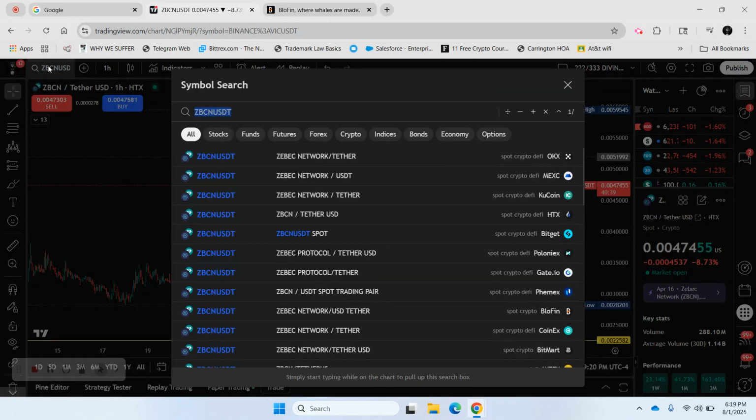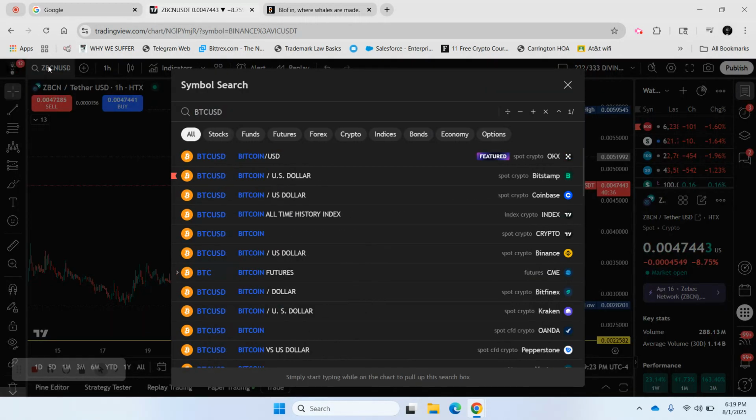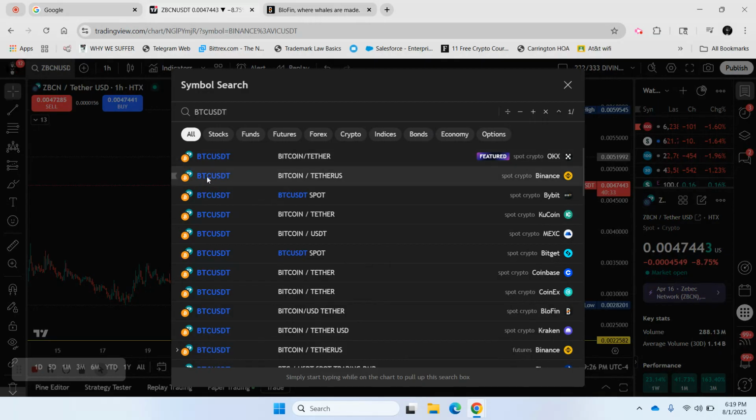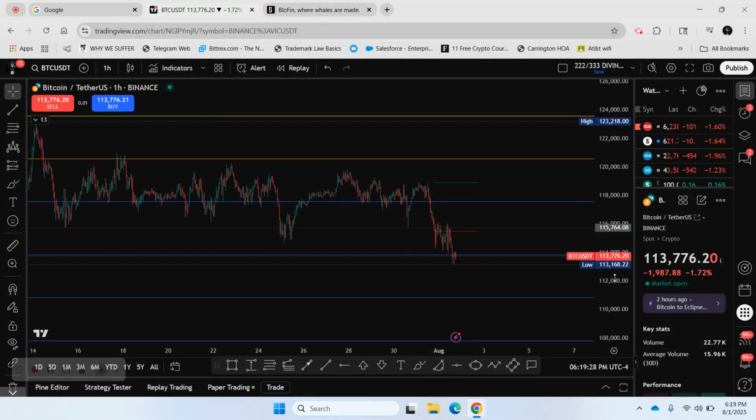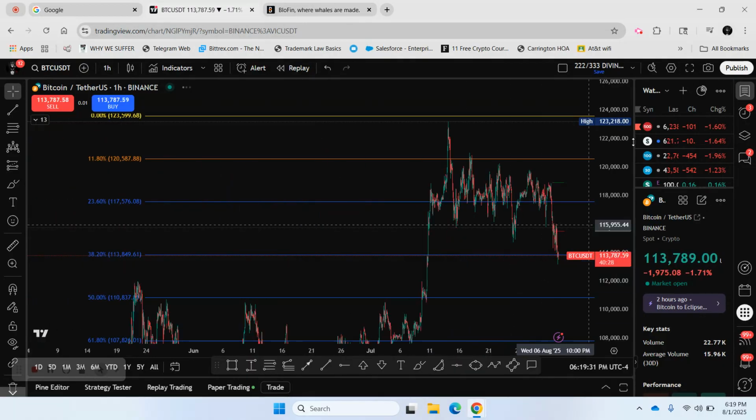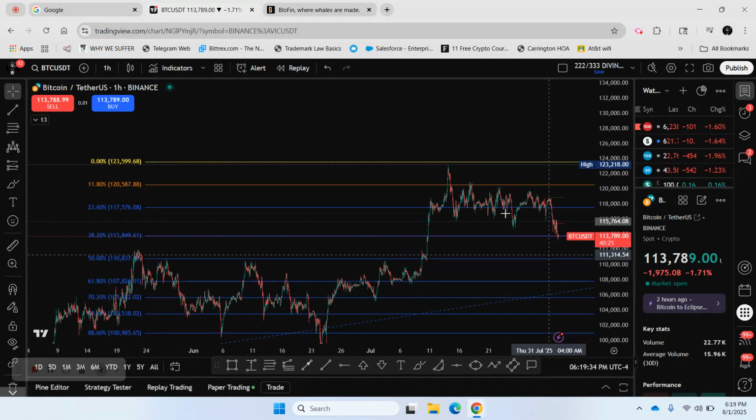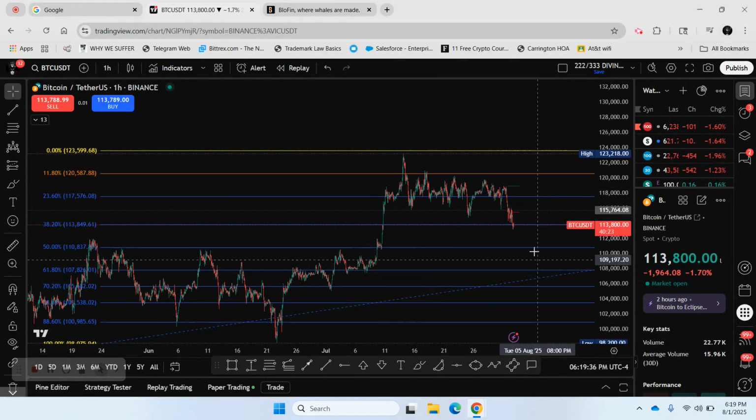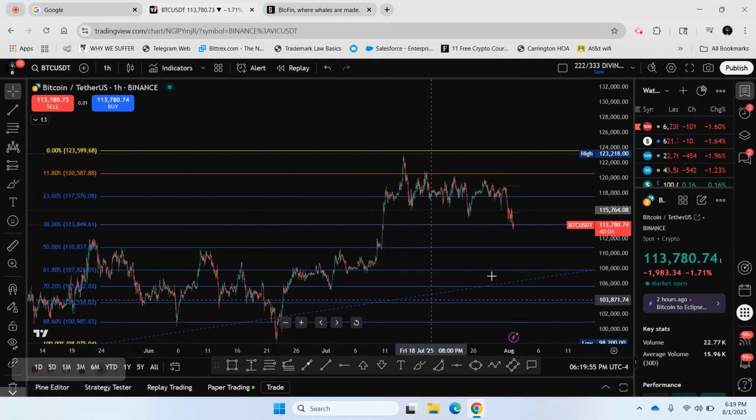Now we're going to look at Bitcoin. I think I already got an hourly mapped out on here. For Bitcoin, we definitely want to get down to the 50% level. That'll take us to 110,837 Bitcoin. We definitely want to see what price is going to do when it gets to this level. We have enough room to get down to the 61%. I wouldn't be shocked if we just go ahead and really start the trend on down to get here.